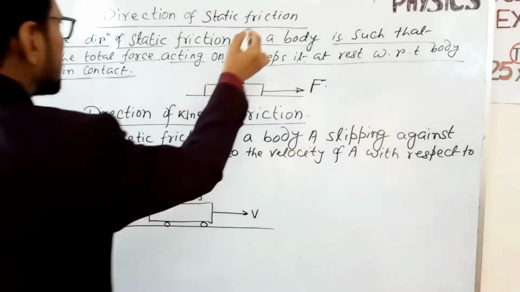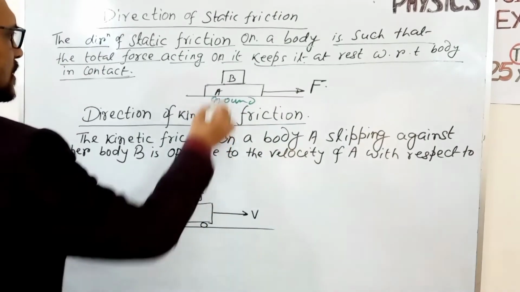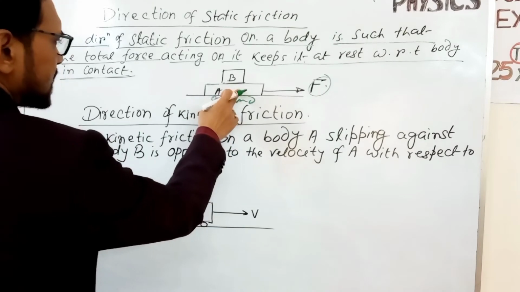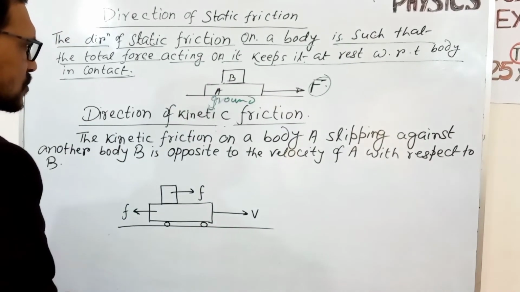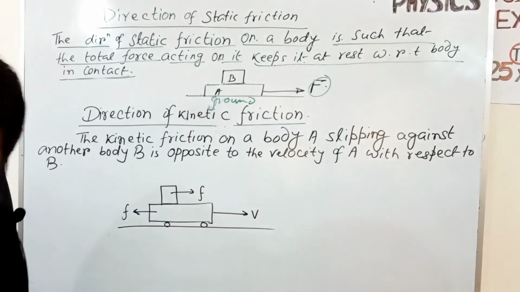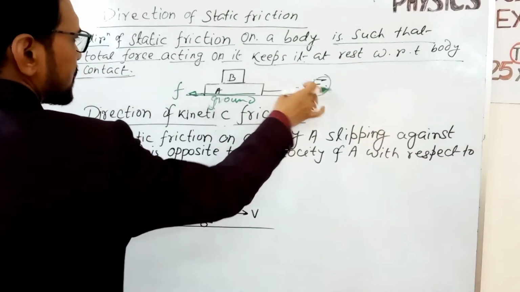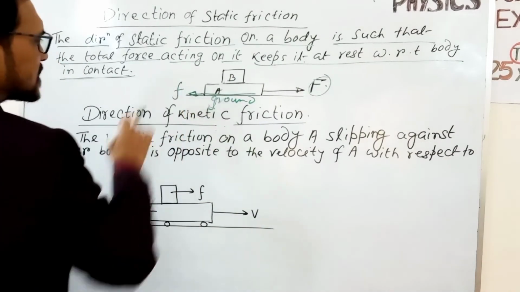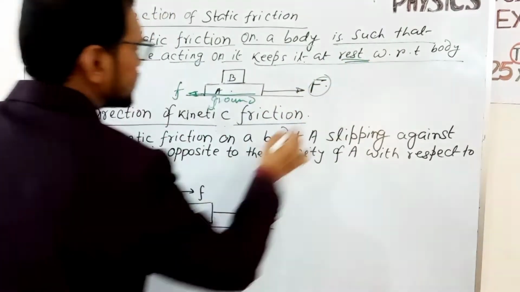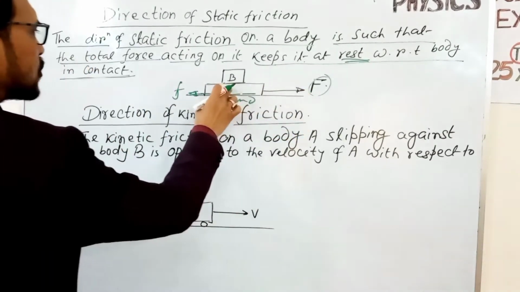So what is the explanation of this? Suppose the body A is placed on the ground, and the block B is placed on the body A. Now if the applied force is small, then body A is at rest, and block B is also at rest. Here the force is applied in this direction. Now the friction force acts in the opposite direction such that it balances the force, so that the body is at rest. So this is the direction of friction force. That is, this friction force keeps body A at rest with respect to the ground. The ground is at rest, so friction acts in the opposite direction, which counterbalances the external force, such that the body will be at rest.